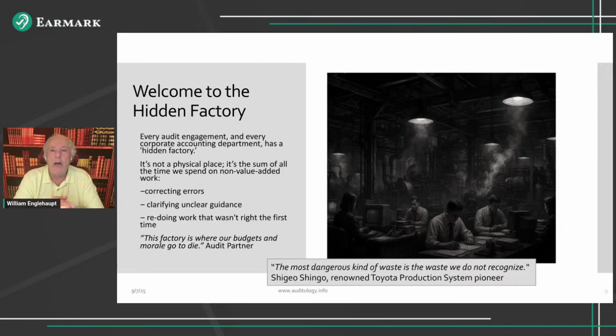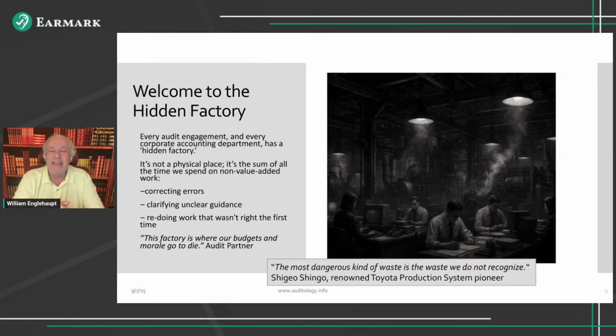And as one partner told me once, which I thought was a great comment, he said, I understand this hidden factory now. And he said, I can basically say that's where my audits go to die. It's where the budgets and the morale are just killed, right? And he was really spot on.